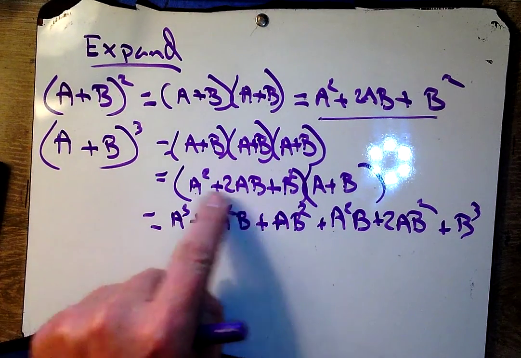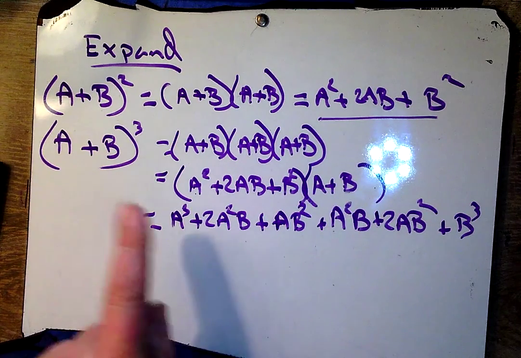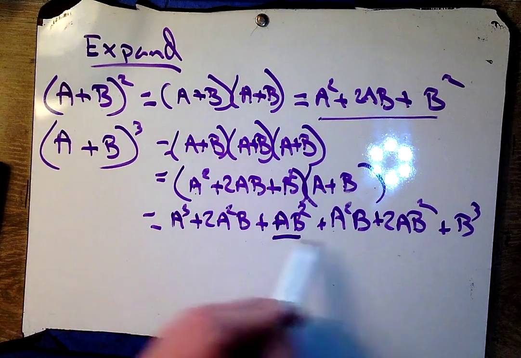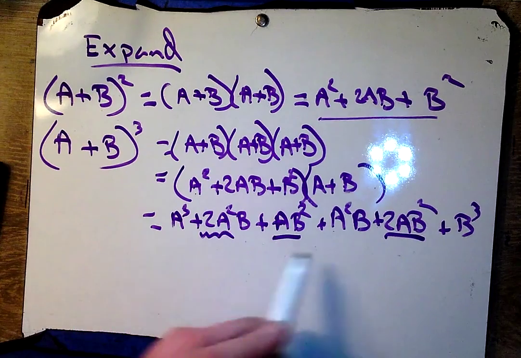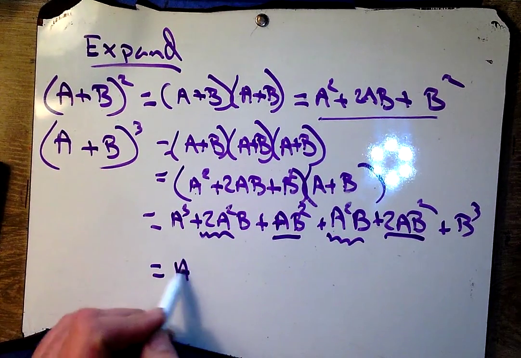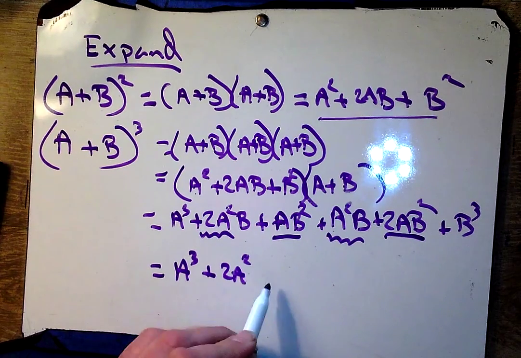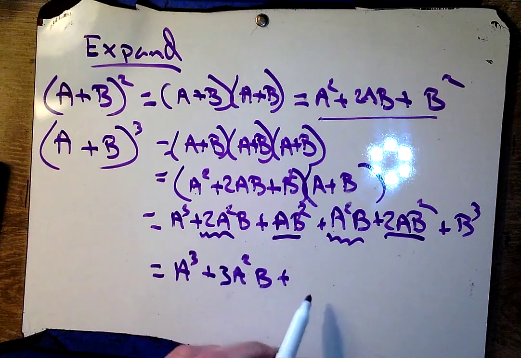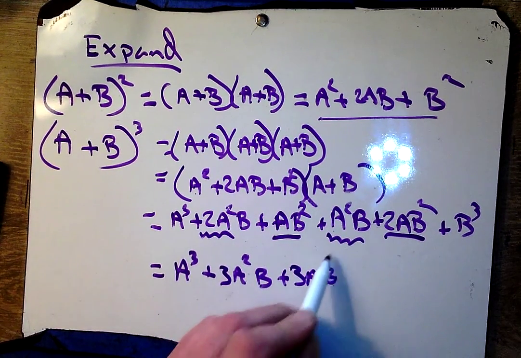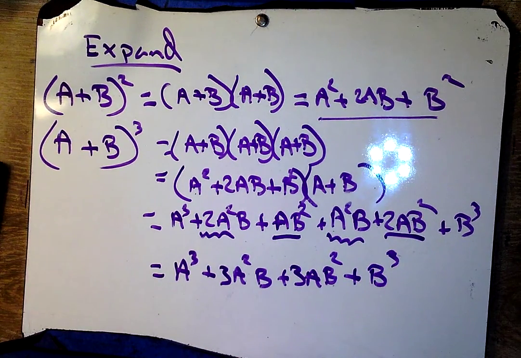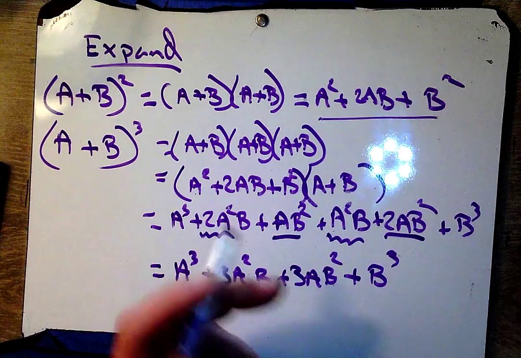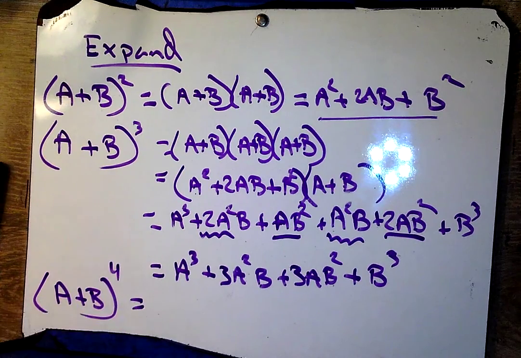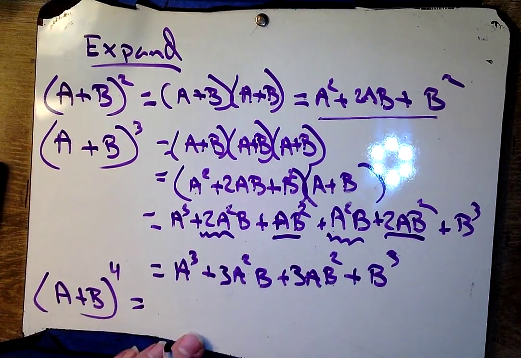Okay, so 1, 2, 3 times 2. I should have 6. 1, 2, 3, 4, 5, 6. Great. Are there any like terms to combine? Sure. Those can be combined, and these are also like terms. And so I end up with a to the third plus, no, because I had those to add, 3a squared b plus 3ab squared plus b to the third. Good. Can you do that? Okay. Now, the one I want you to do is a plus b to the fourth. Will you please do that binomial expansion?